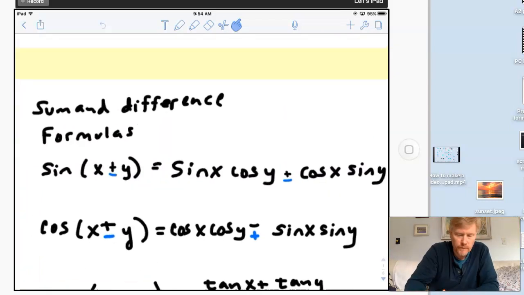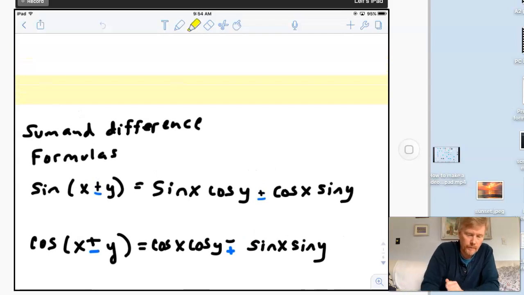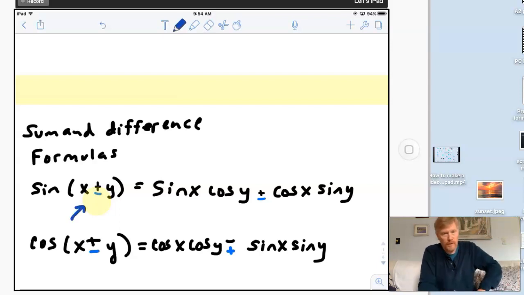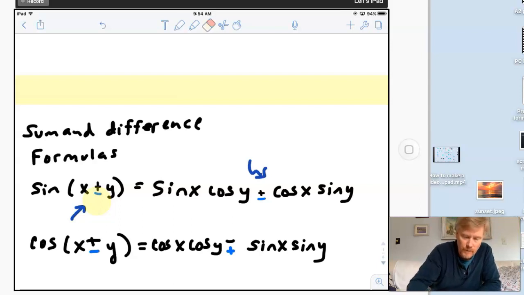So, let me zoom in for a second. If I was doing the top one, if I said it was x plus y, then I would use the plus over here, okay? If it was a minus between the x and the y, then I would use the blue minus. So it's going to match whatever sign I see between the x and y. If that's a plus, then it's a plus on the right. If it's a minus, then it's a minus over on the right. Okay, so this will match.